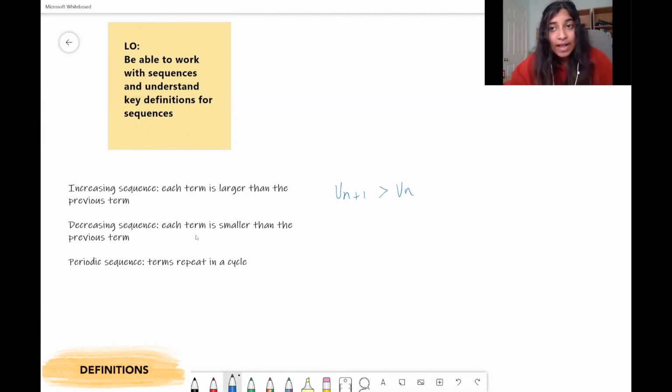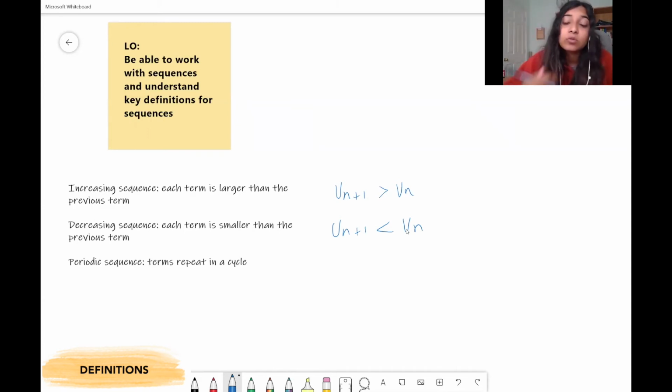The next one is decreasing sequences. That's when each term is smaller than the previous term. Writing this out in mathematical notation, that would be u n plus 1 is less than u n, because each term in your sequence is less than the term before it.